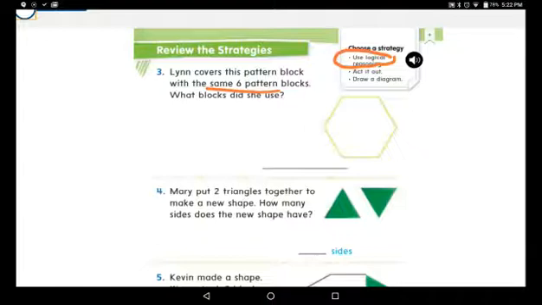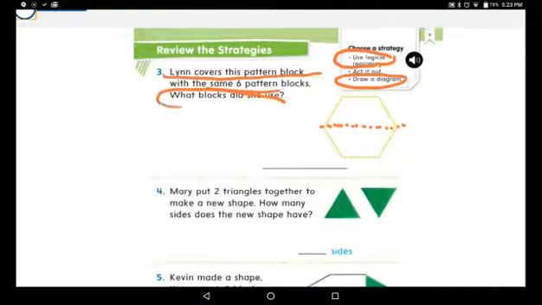I'm not gonna act it out. I will try to draw a diagram too. I can also draw a diagram. Okay, let's start drawing it. If I put it like this, it will be two trapezoids. But the question did not say two trapezoids. The question said, Lynn covers this pattern block with the same 6 pattern blocks. What blocks, this thing that I did not know, did she use?